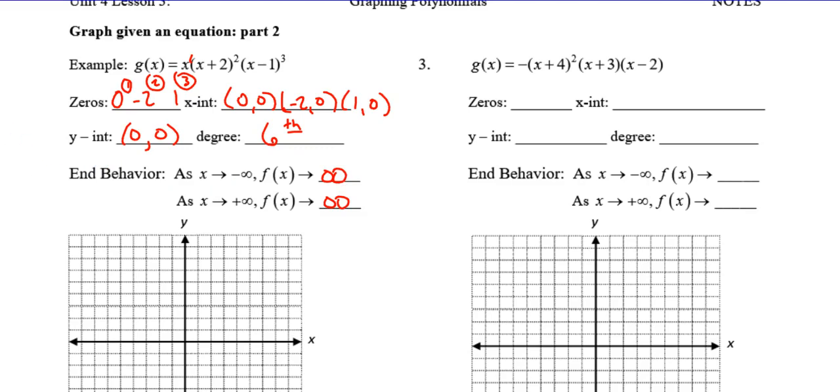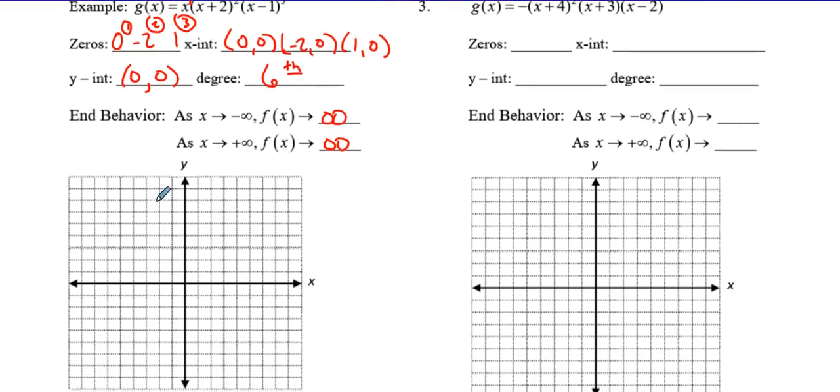Okay, so now let's do the same thing we did before. We'll sketch these zeros.